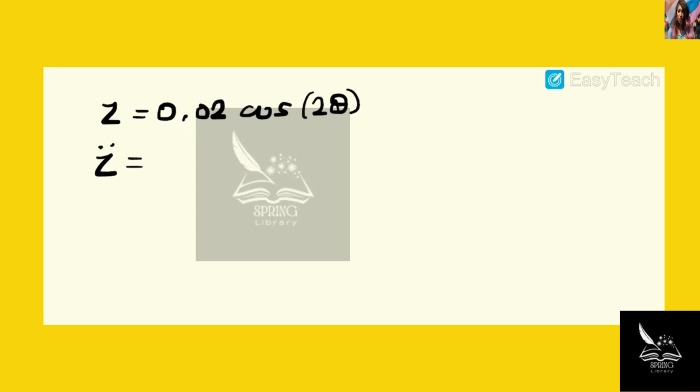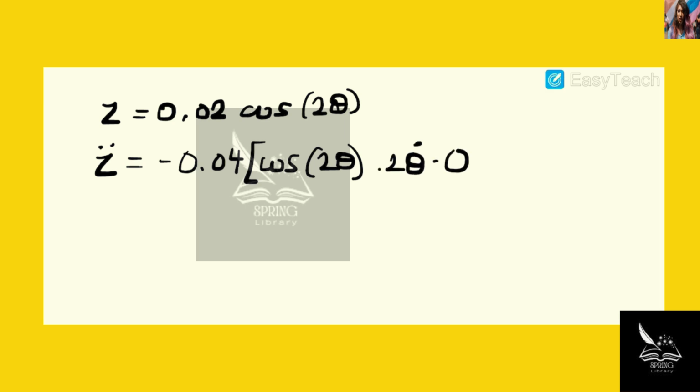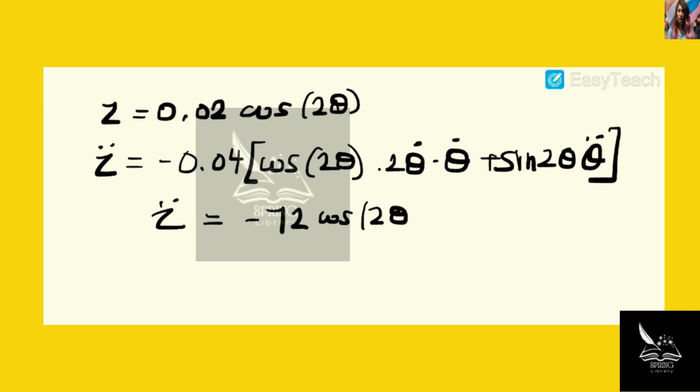So what we're going to do first is go ahead and solve for our z double dot. So we know that z is equal to 0.02 cosine 2 theta. Taking the time derivative of this twice gives us z double dot, which is equal to negative 0.04 times cosine 2 theta times 2 theta dot times theta dot plus sine 2 theta theta double dot. And by plugging in the information that we know, we see that z double dot is equal to negative 72 cosine 2 theta.